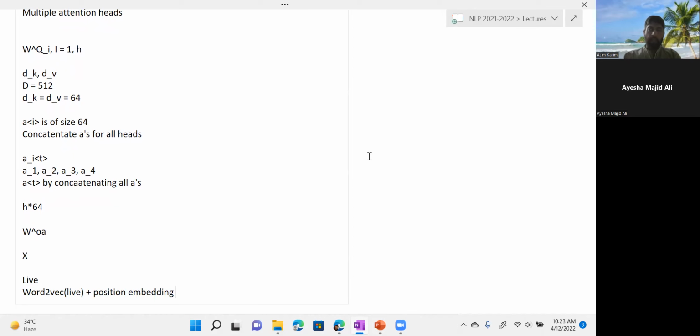Of this, the position embedding would be different. If "live" occurs as the first word in the sequence, then the first position embedding is added. If "live" is the fourth word in the sequence, the fourth position embedding is added. But this would give us the final input to the network.